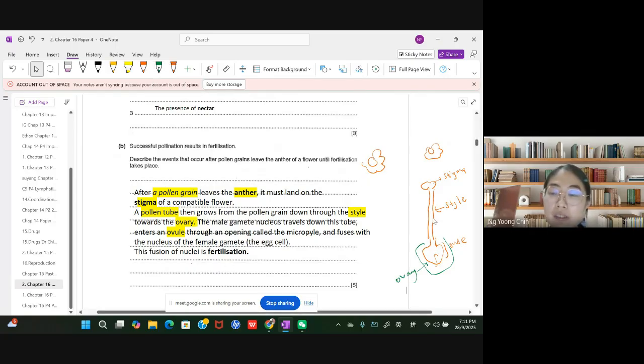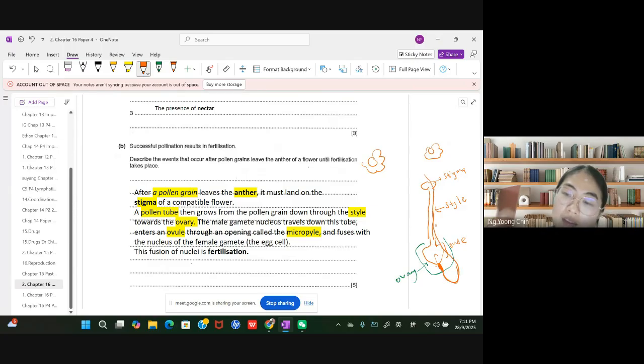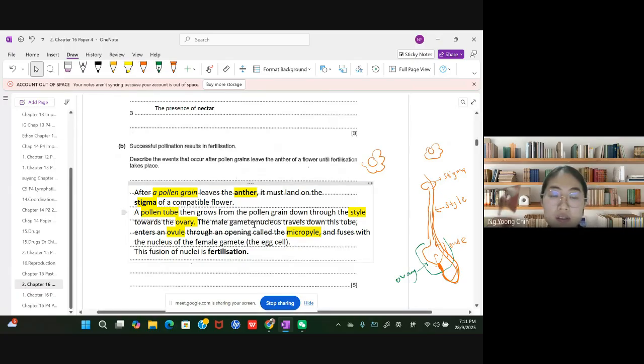So how the pollen tube is able to get into the ovule is that it will enter through the opening called the micropyle. This one, micropyle, okay? So here will be the opening. You can just imagine that the pollen tube will just grow like this. So this is a very, very long pollen tube. They just grow and enter the small hole and get into the ovule. And then inside the ovule, there will be a lot of cells inside. So it fuses with the nucleus of the female gamete, which is the egg cell, because the egg cell is found inside the ovule.